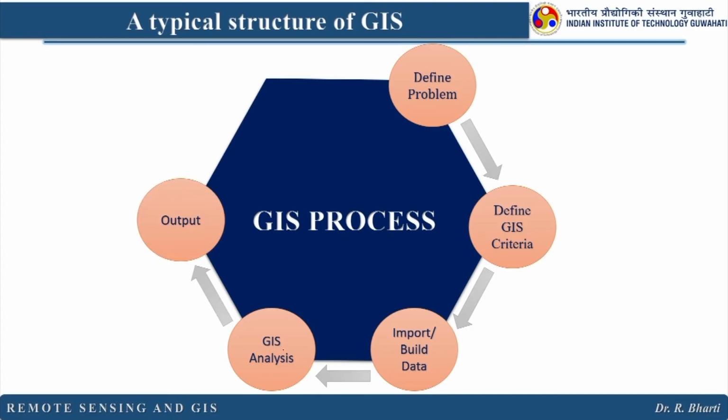Now the next one is output, where your output can be seen or you can represent your data in this result. Once you get the result, you can apply your understanding about that area or about that problem, and then you can take the decision. And once you have done that, it will be the complete circle which we follow in GIS. So here we start with defining the problem and we end with this decision.